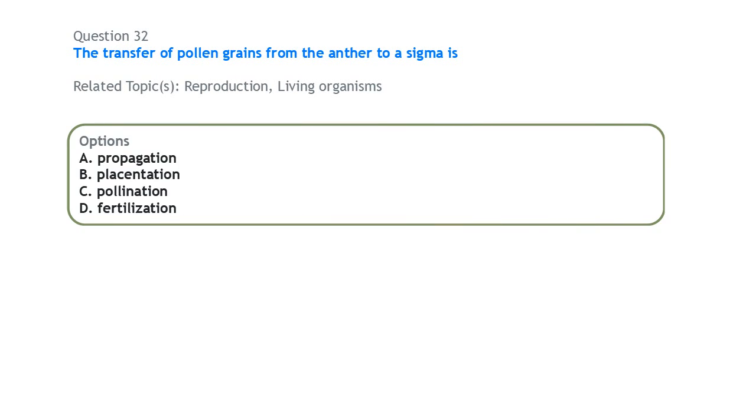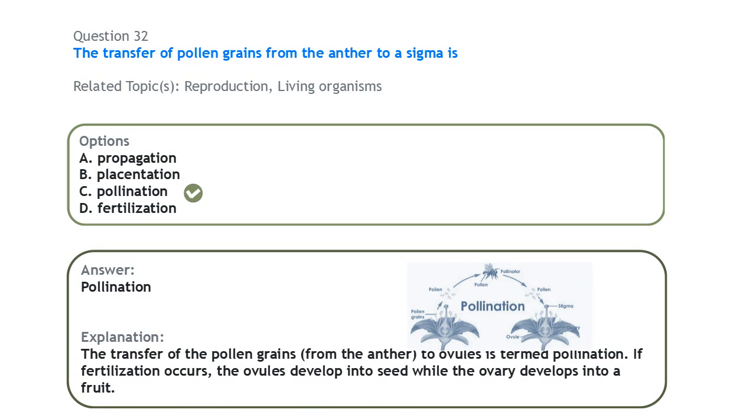Next, on reproduction, the transfer of pollen grains from the anther to a stigma is. This is what is referred to as pollination. The transfer of pollen grain from the anther of the male flower to the stigma of the female flower is called pollination.